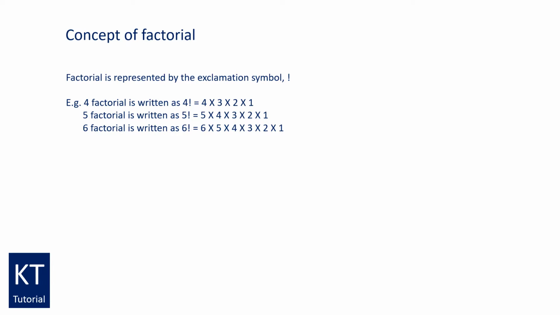Factorial is represented by the exclamation symbol. In the case of 4 factorial, which is written as 4 exclamation, it is equal to 4 times 3 times 2 times 1. In a similar manner, 5 factorial is equal to 5 exclamation, which equates to 5 times 4 times 3 times 2 times 1, and so on.